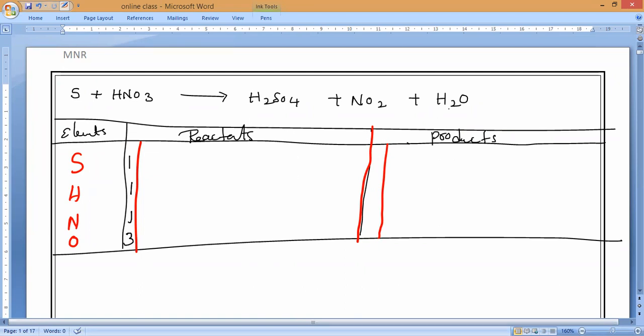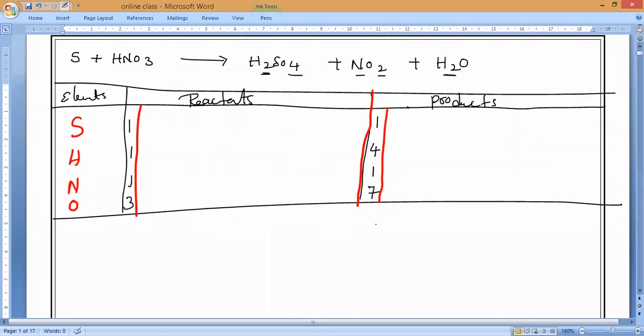Next, this side, the product side. Sulfur 1. Hydrogen: here 2, here 2, totally 4. Nitrogen 1. Oxygen, count it: 4 plus 2 is 6, plus 1 is 7. This is step 1. Any doubt, guys? That is the primary thing you have to do.